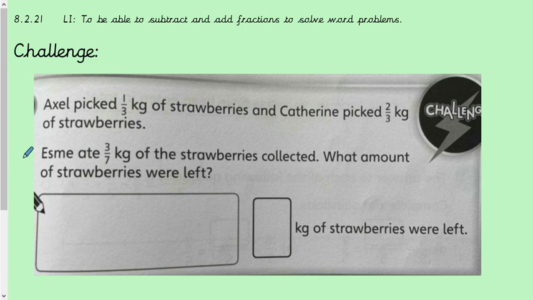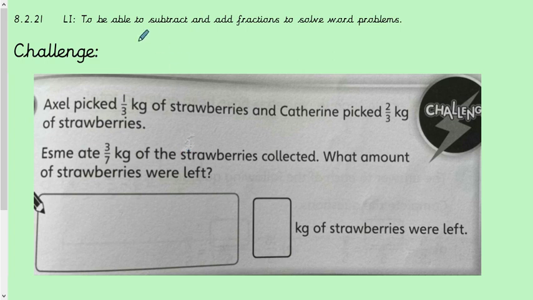Moving on to this one then, the challenge, it says Axel picked 1/3 of a kilogram of strawberries and Catherine picked 2/3 of a kilogram of strawberries. Esme ate 3/7 kilograms of the strawberries collected. What amount of strawberries were left? So there's quite a lot to do in this one, but if we break it up, we should be able to work out together. So Axel picked 1/3 of a kilogram of strawberries, Catherine picked 2/3. So we need to work out how many they picked first.